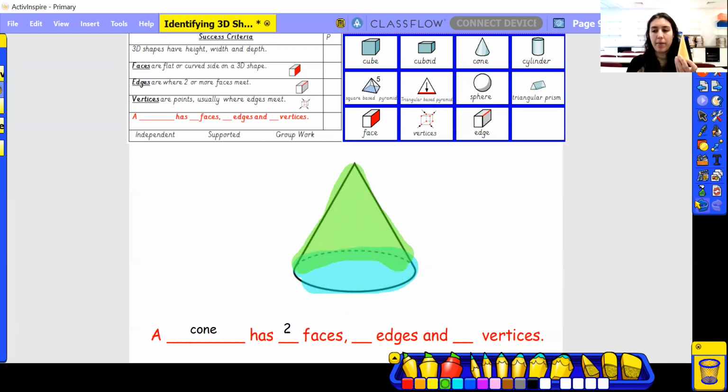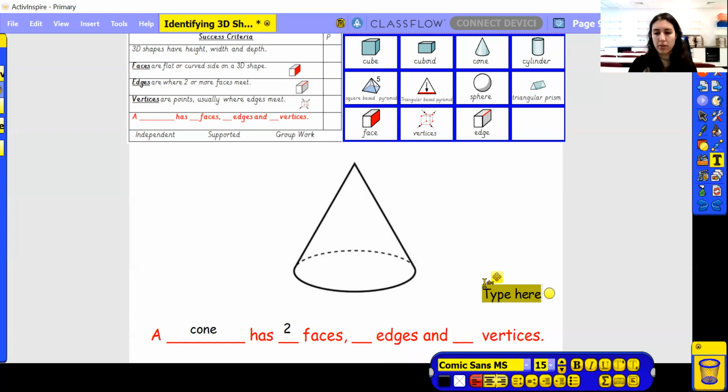going around it there. Okay, let's count those edges. So remember, edges are where the faces meet, usually making a straight or a curved line that you can run your finger across. So this is a face and this is a face, and they meet to create this edge. This is the only edge that the cone has. So it's got 1 edge.